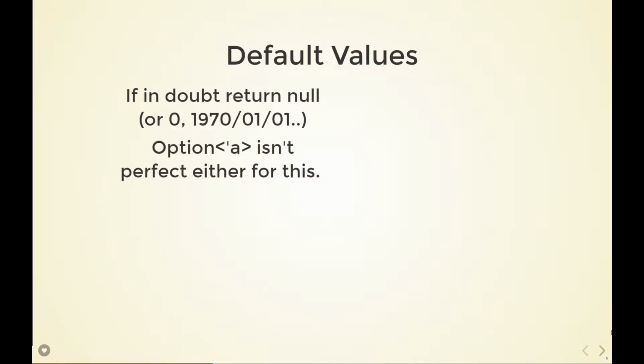So default values: if you're in doubt, just return a default value, or none, which suffers from the same problem with option. You should not use option for error handling because it's the same as null. It tells you that there is something wrong with this value, but it doesn't tell you what's wrong with that value. You still have to handle it.